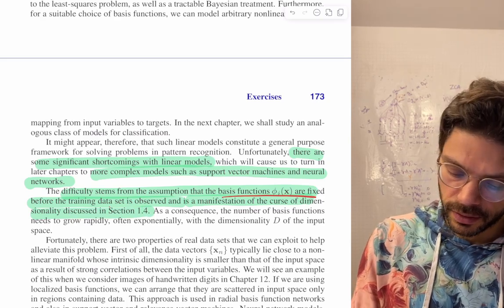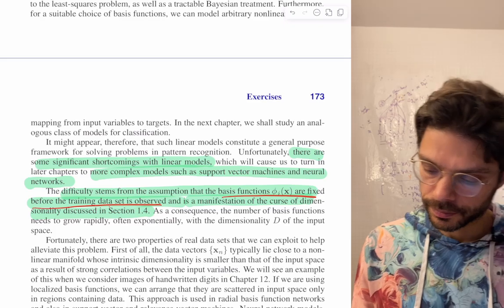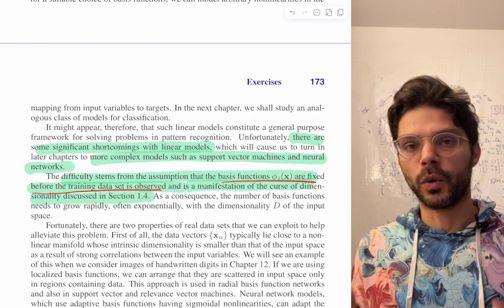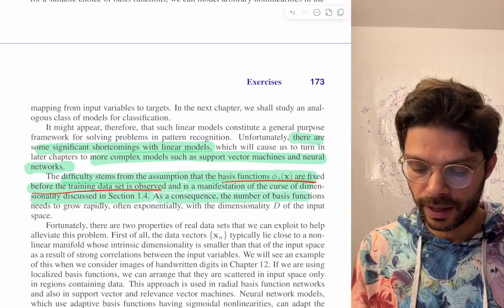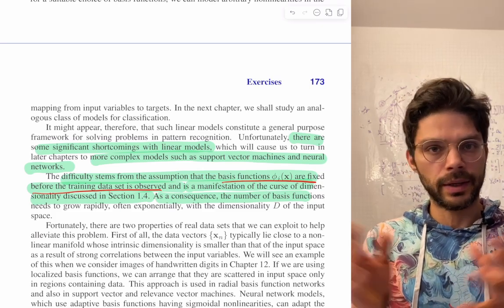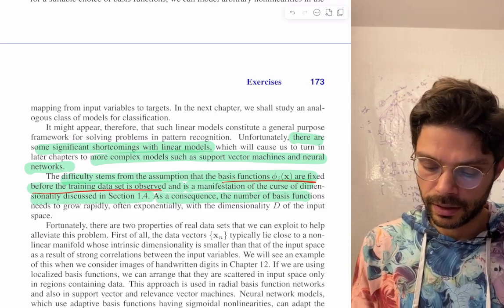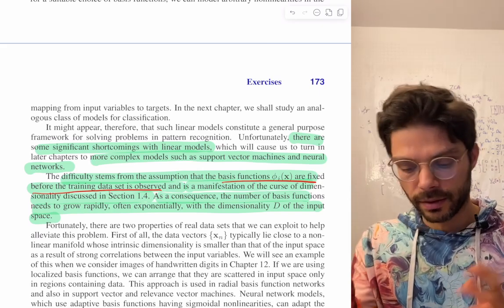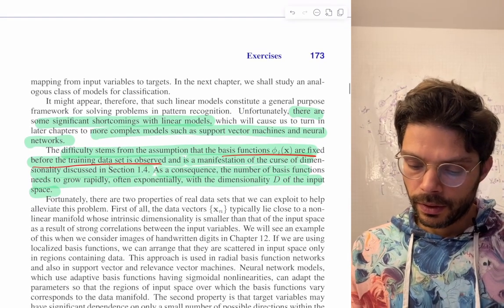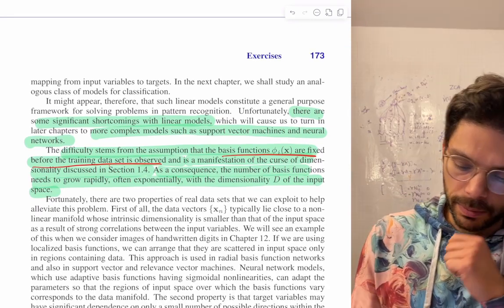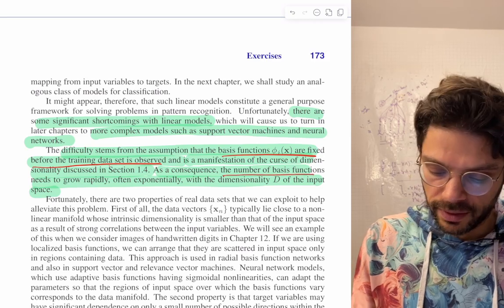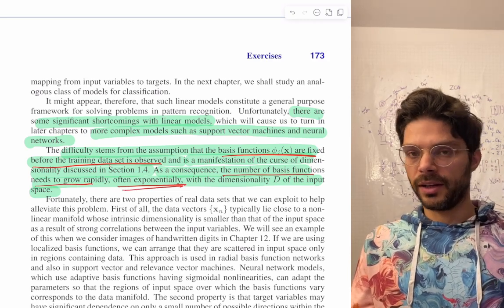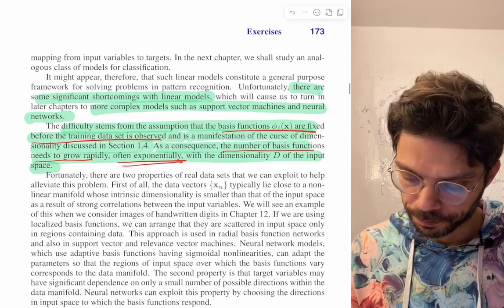So the basis functions are fixed. And the consequence is that the number of basis functions needs to grow rapidly, because you don't know where your data is going to lie in your space, right? As your space is growing exponentially, you're going to need exponentially more of your basis functions to capture all the different directions data could live in. So this is the problem, right? If you don't adapt your basis functions, then in the large high dimensional setting, you're going to need way too many of them, basically.